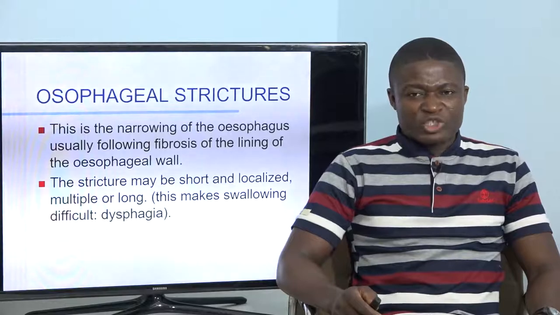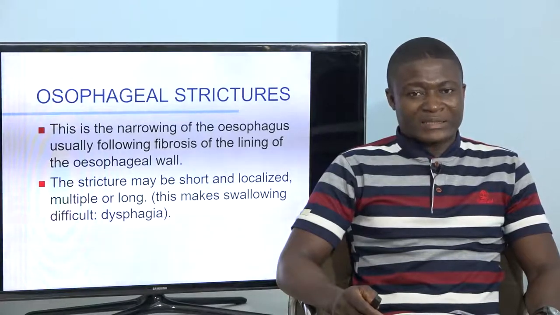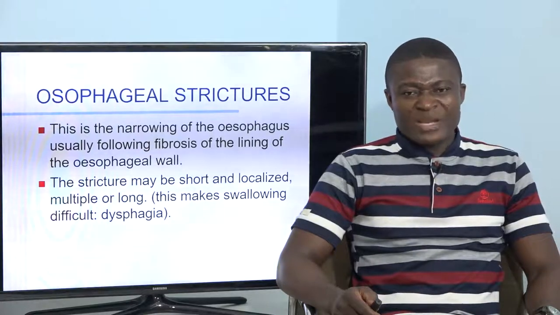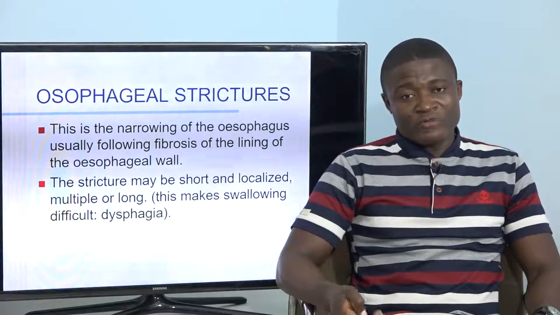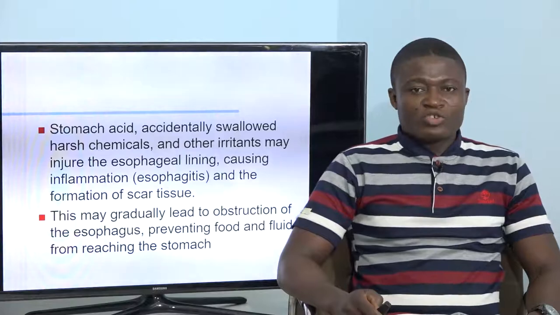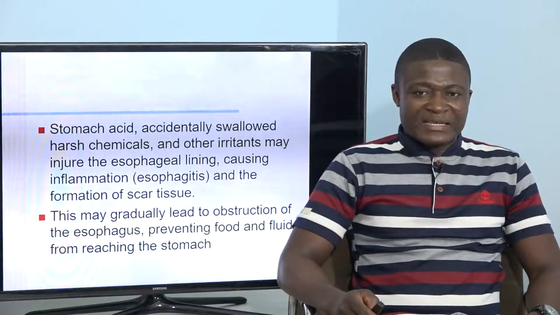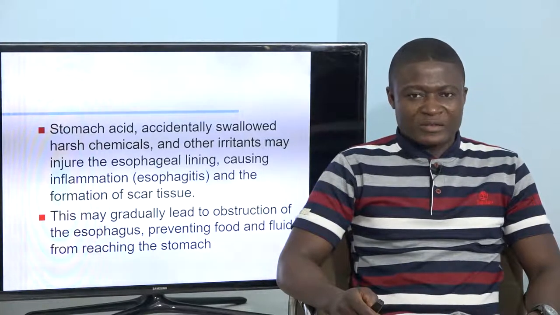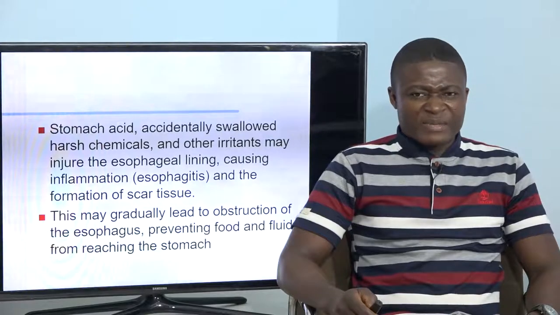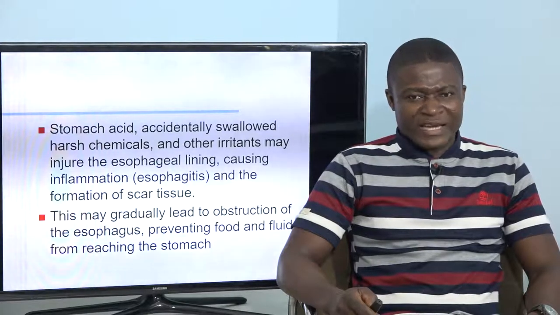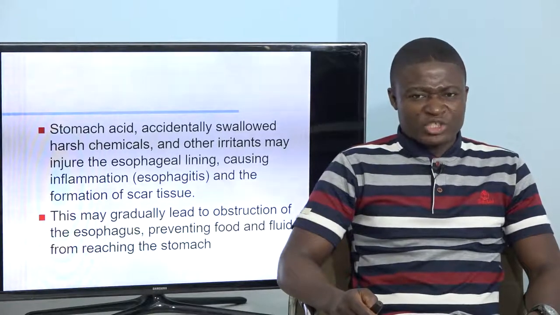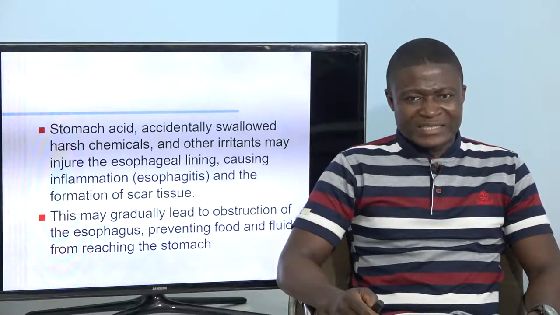The stricture may be short and localized, multiple or long. This makes swallowing difficult, also referred to as dysphagia. Stomach acid, accidentally swallowed harsh chemicals and other irritants may injure the esophageal lining, causing inflammation, that is esophagitis, and the formation of scar tissues.